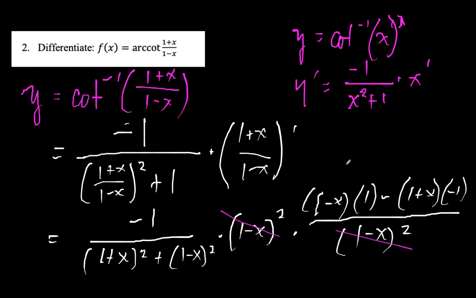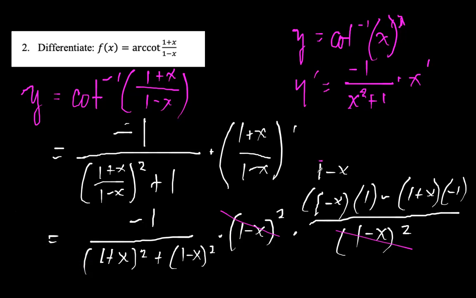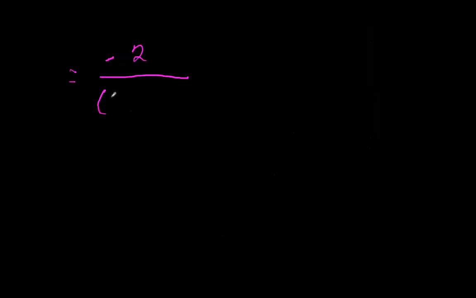Okay, let's try simplifying. Here, this becomes 1 minus x. Let's use another color instead. 1 minus x minus, oh, this becomes plus because of this, plus 1 plus x. So we can cancel the x's here, and what remains is 2. All right, 2 times negative 1 is negative 2. So that equals negative 2 over, oh sorry, the denominator, (1 plus x) squared plus (1 minus x) squared.